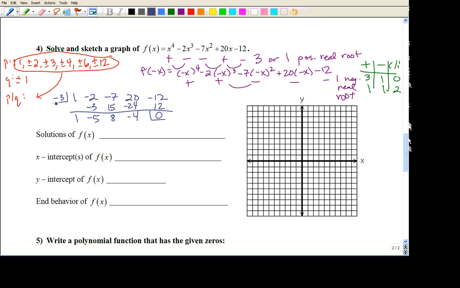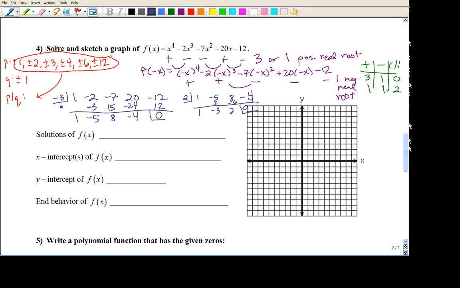And then, since I've already found my negative root, I'm now going to check the positive roots. Again, to save a little bit of time, I tried the positive 1. It did not work. It did not give me a remainder of 0. However, when I got to the positive 2, what I ended up doing was taking the 1, negative 5, 8, and negative 4, and I used synthetic division on that. Bring down the first term, multiply, add. You get 2, 2 times 2 is 4, and 4 plus negative 4 is 0.